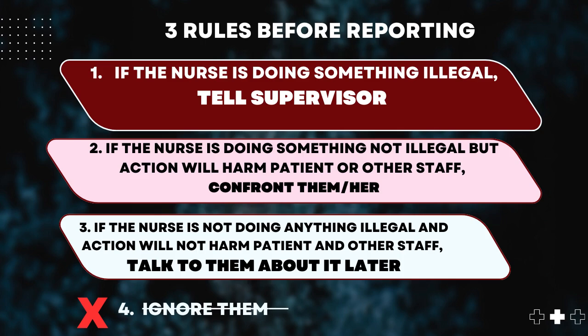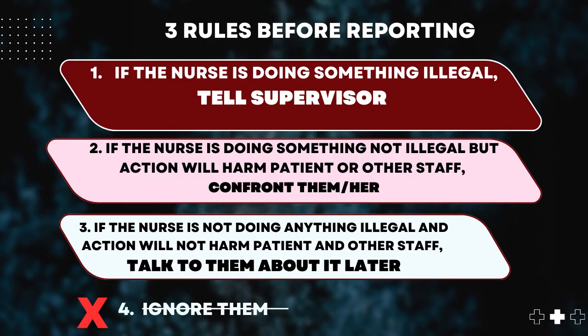Third rule: if no harm is on the way, that's to say it is not illegal and it is not going to cause any harm to anybody, what do you do? The appropriate action is to talk to them about the whole thing later. So if there is no harm on the way, ask yourself if this behavior is simply inappropriate.